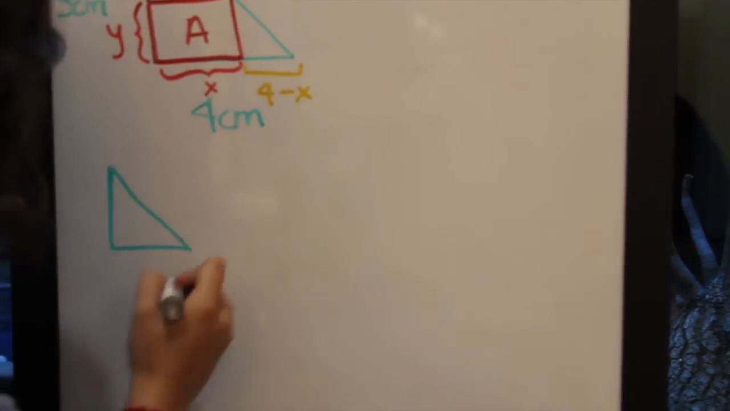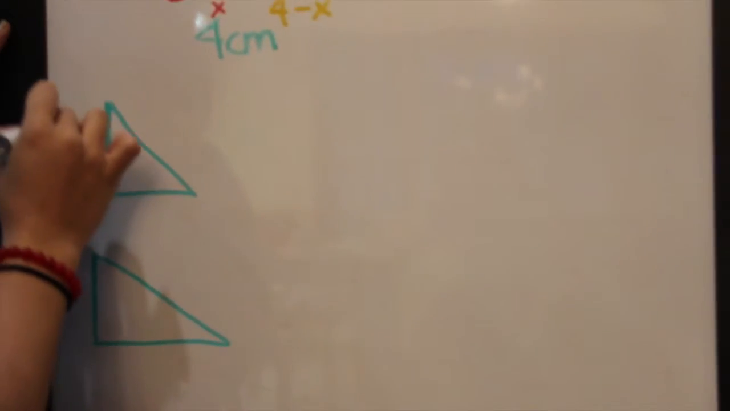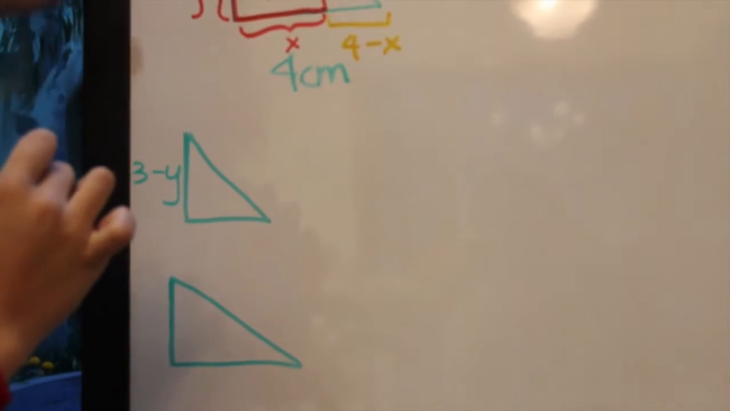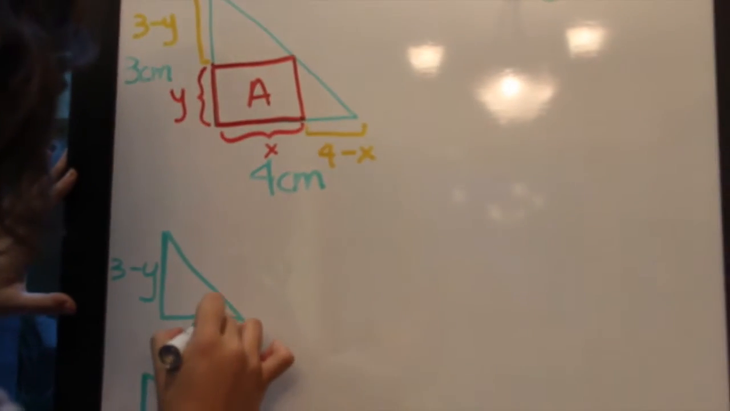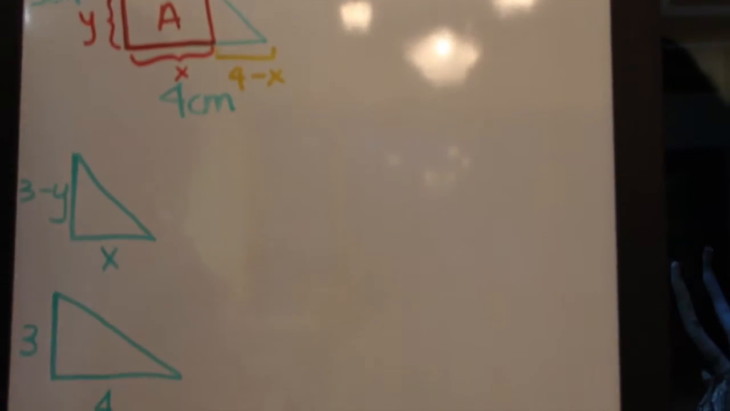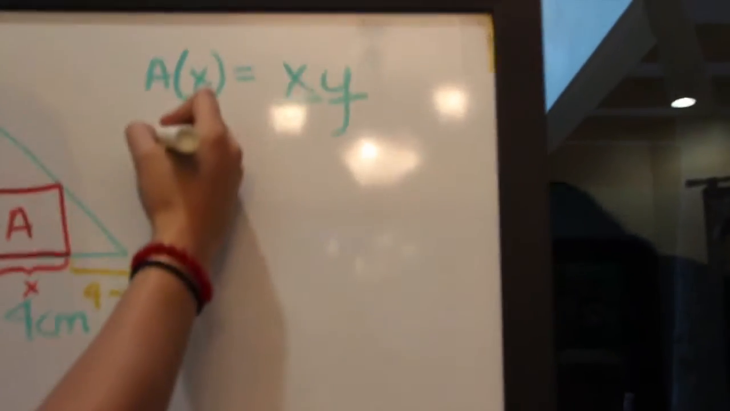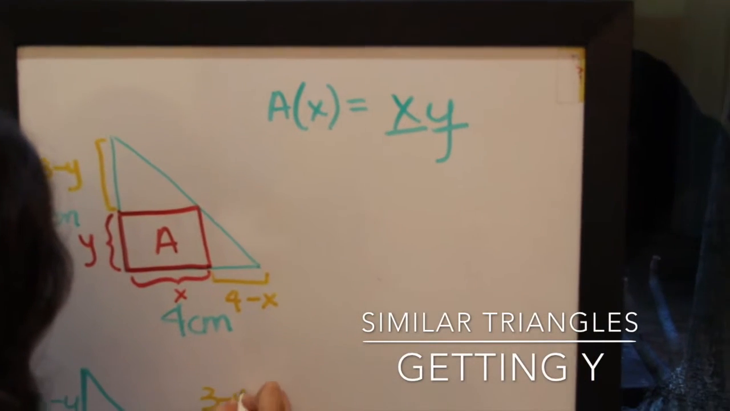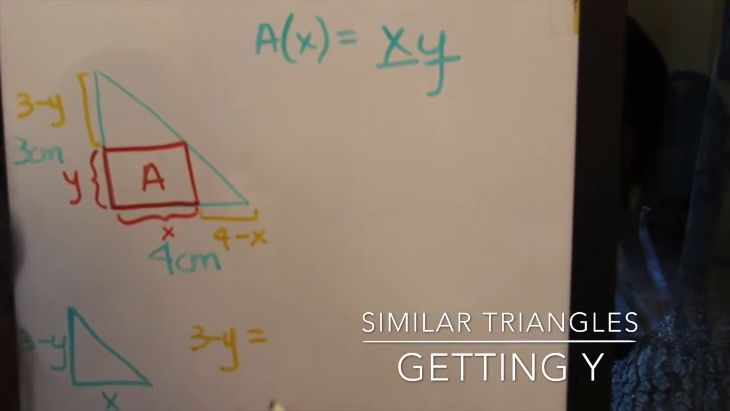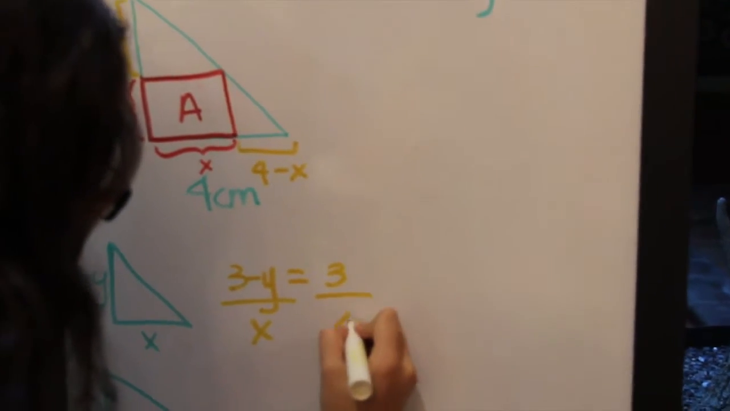By using similar triangles. That side is 3 minus Y, the other side is X, and that side is 3 and 4. That's the side of the right triangle. Then, now we're going to equate the ratios because we are using similar triangles. So we have (3 minus Y) over X and 3 over 4.